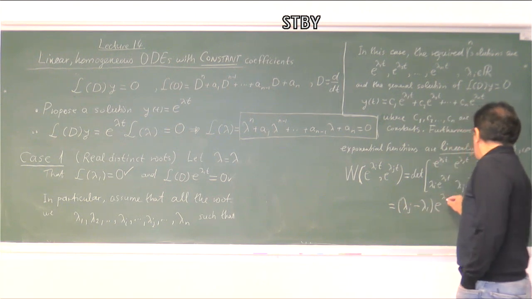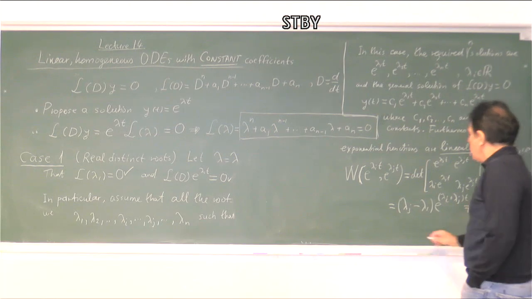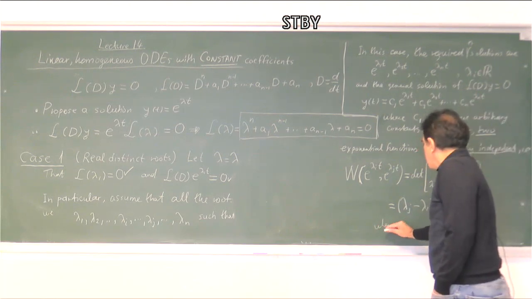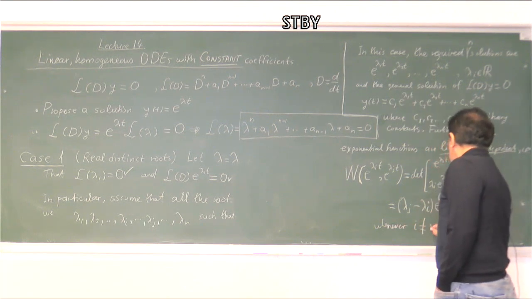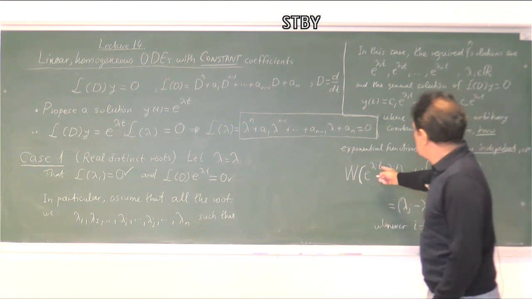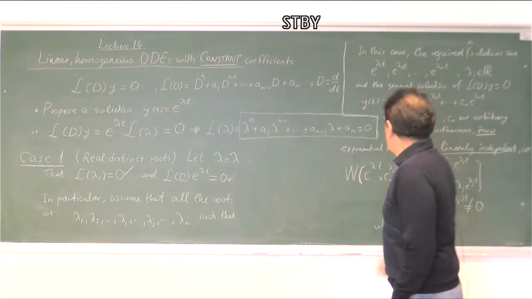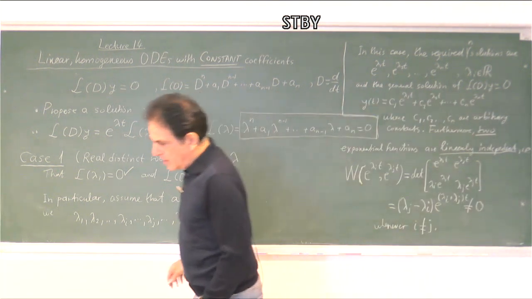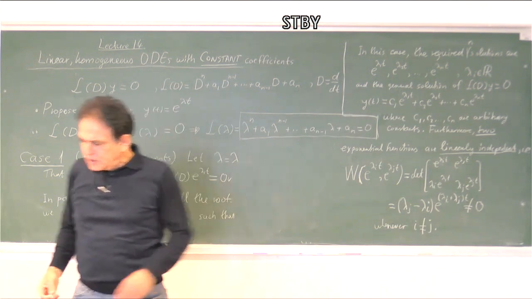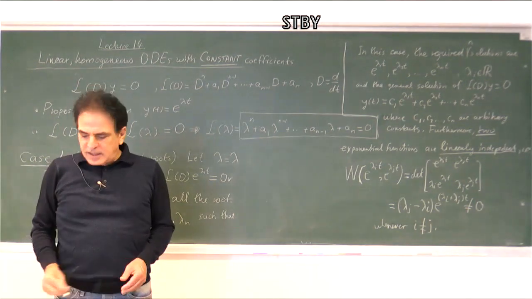e to power lambda i plus lambda j times t, which is clearly non-zero whenever i is not equal to j. Okay? So two exponential functions appearing in the general solution of the equation are linearly independent, provided that lambda i is not equal to lambda j. Okay, so this is the first simplest case where all the roots of the characteristic equation are real and distinct.